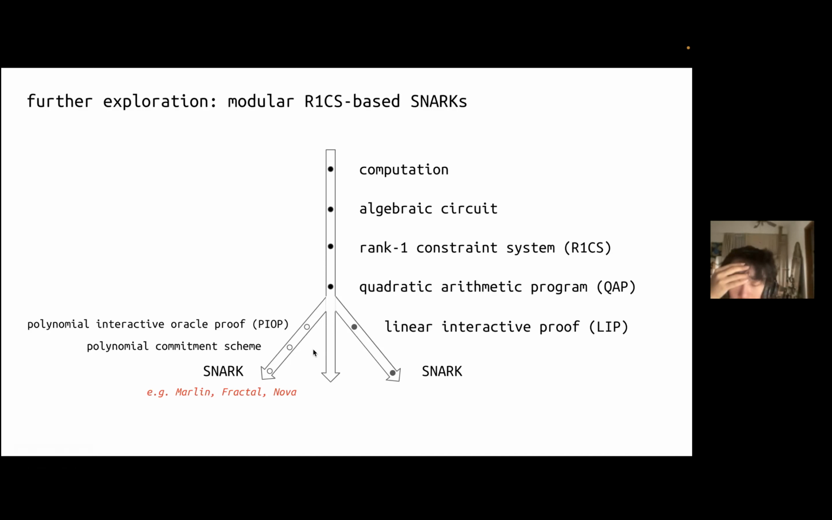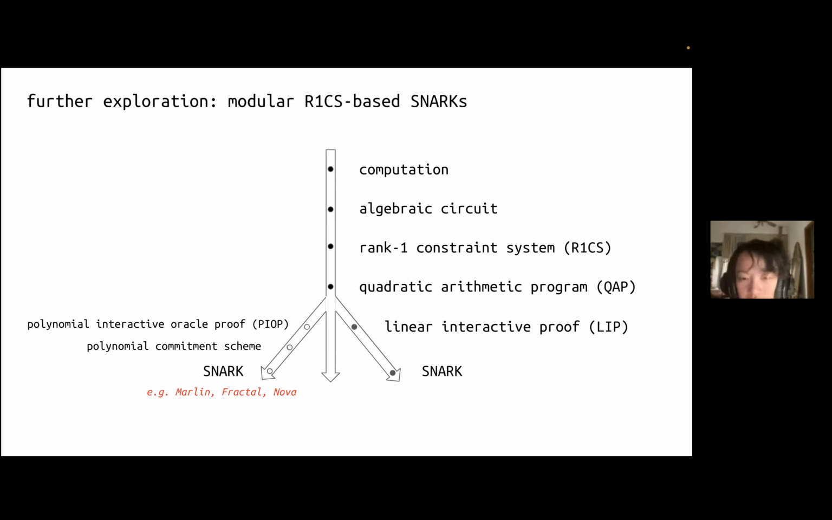Another advantage of this modular construction is that conversely, you can reuse the same polynomial commitment scheme for different arithmetizations. So besides R1CS, another popular arithmetization is PLONK, and you can just plug it in here in this modular construction.